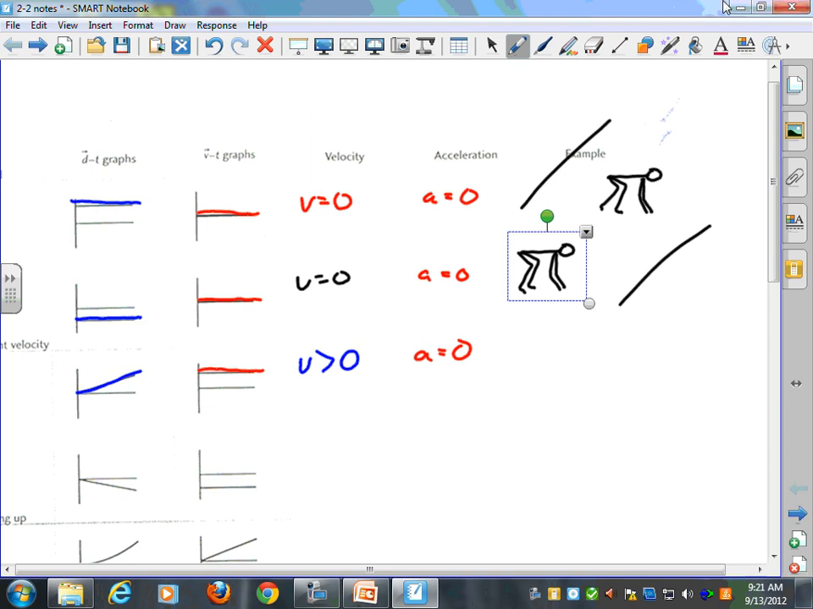Let me see if I can do this one. Sometimes I put their arms coming out of their head. I have to watch that I don't do that.